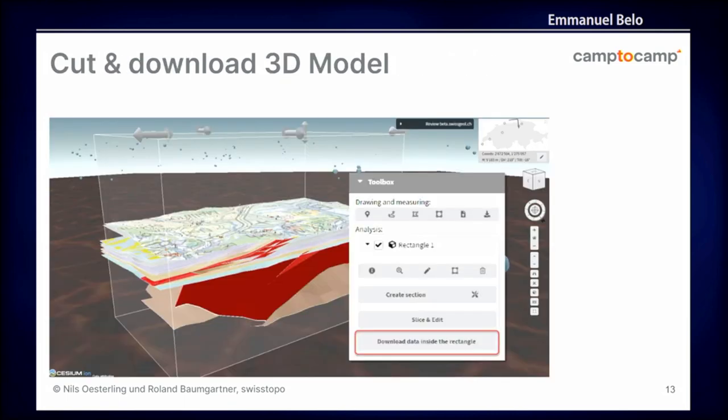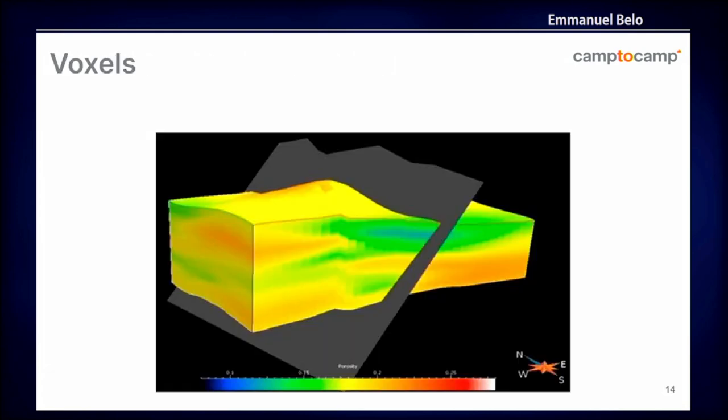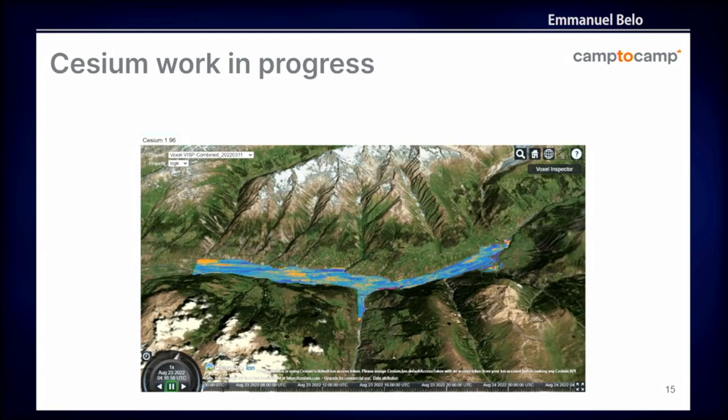And then advanced features have also been developed, like, for example, the ability to cut the model to see it from the side and have detailed information. Once the model is cut, you can also download it to use it in dedicated geological software. We are currently working on voxels, the integration of this new data format, and the first prototypes, work in progress, are already published. This is a screenshot from the current work by Cesium.